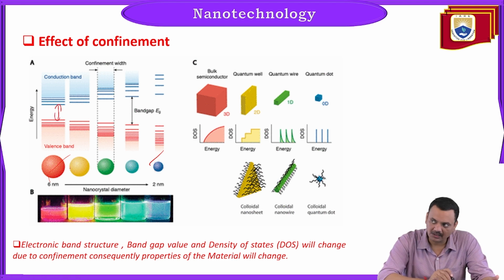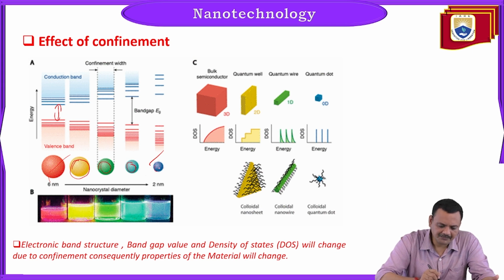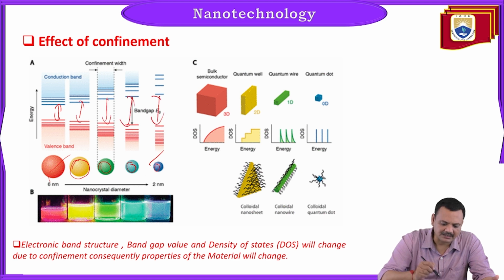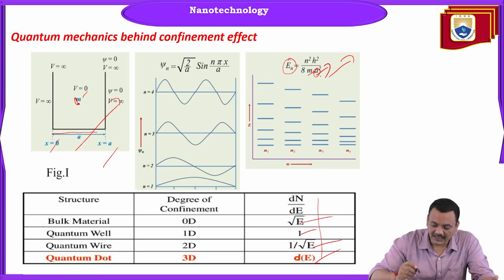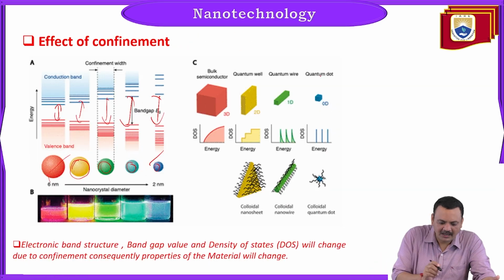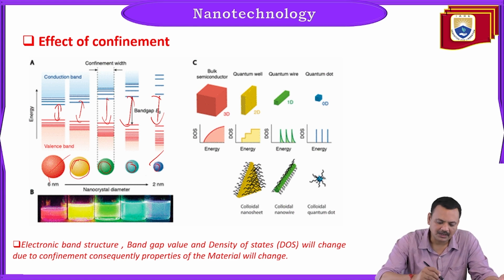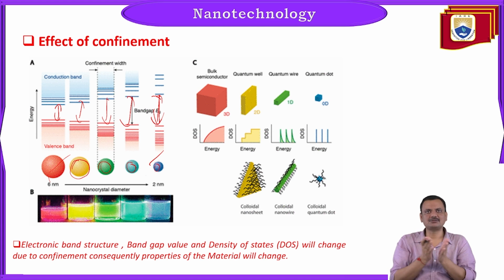Okay, once your particle confinement width becomes smaller, what happens? See, the band gap is increased for the same material. Why is this band gap increased? Because this A is decreased. The confinement width is now decreased. So for the same material, the band gap is now changing.